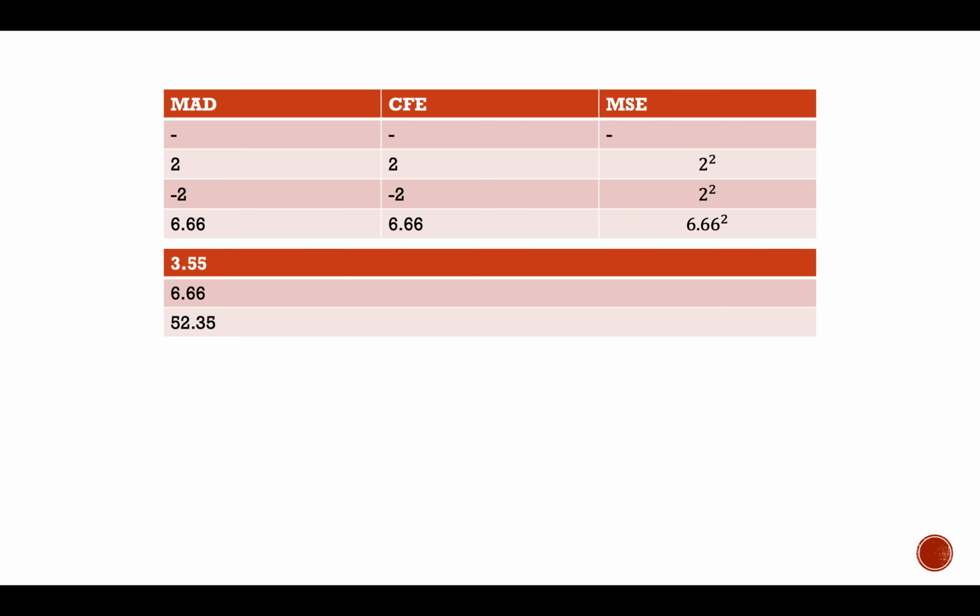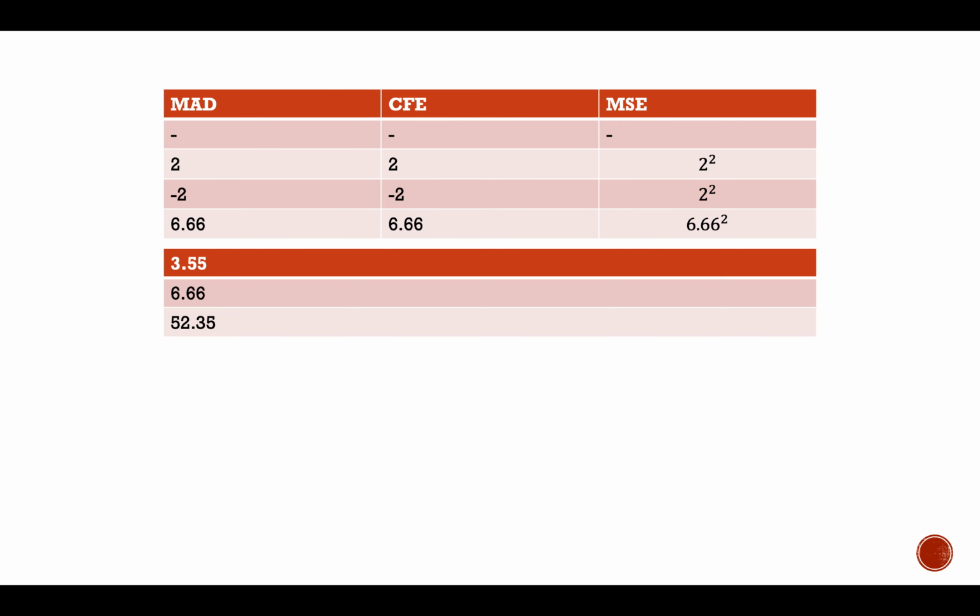With CFE, we would have all of the numbers as is. So we would take those numbers and add them up, and that's all. 2 minus 2 gives you 0, and then you're left with 6.66. And with MSE, you would take the squared amount. So 2 squared, and 6.66 squared. Now that number, 52.35, is very different from the other ones, but that's how you would do that. And after adding them up, that's how you would get 52.35.